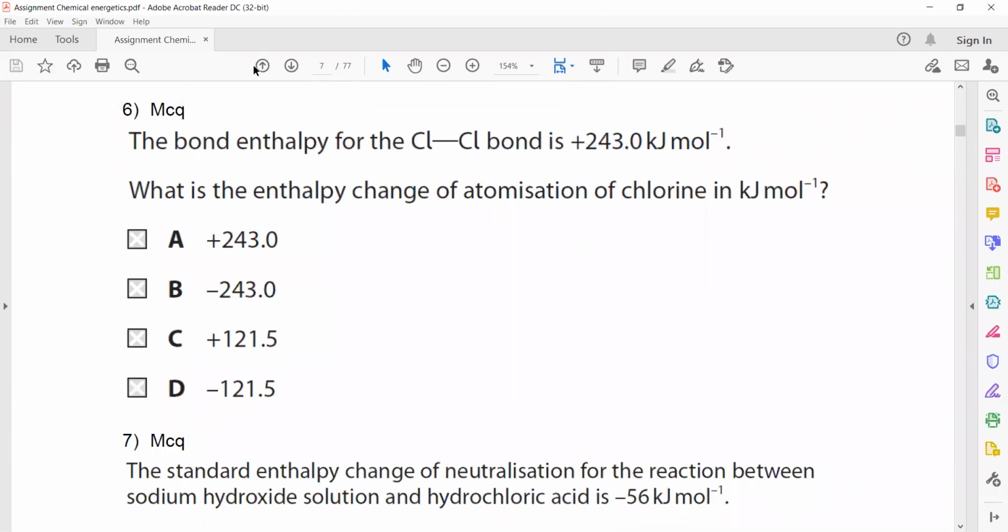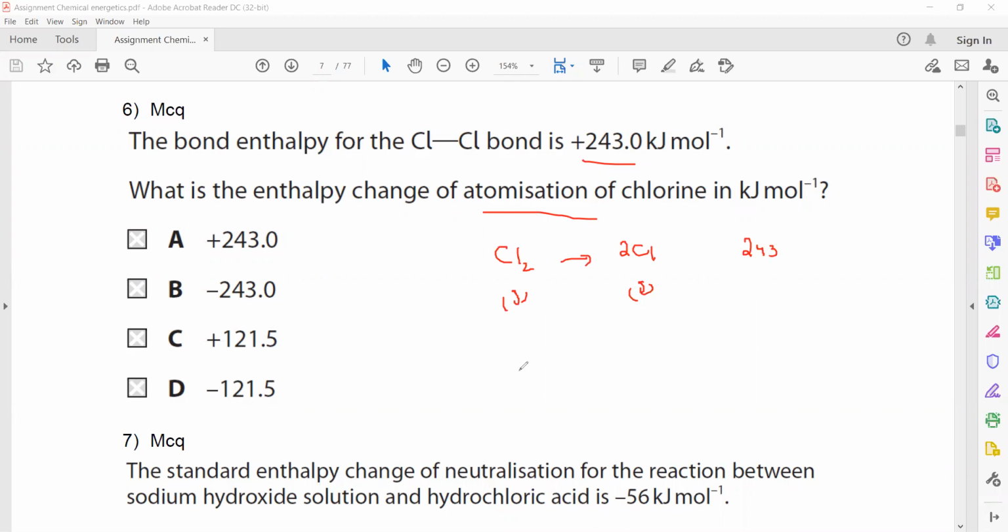In question 6, the bond enthalpy for the chlorine-chlorine bond is 243 kilojoule per mole. What is the enthalpy change of atomization of chlorine? When we write this equation, it means we have a chlorine molecule, we break the bond and form chlorine atoms in a gaseous state. The enthalpy change here is 243.